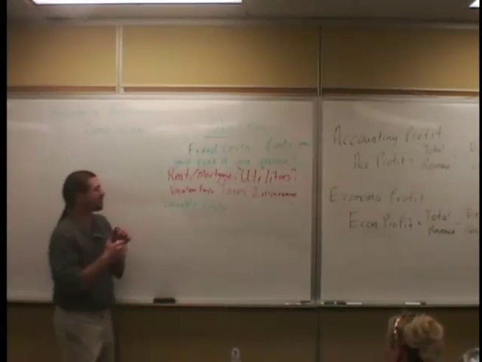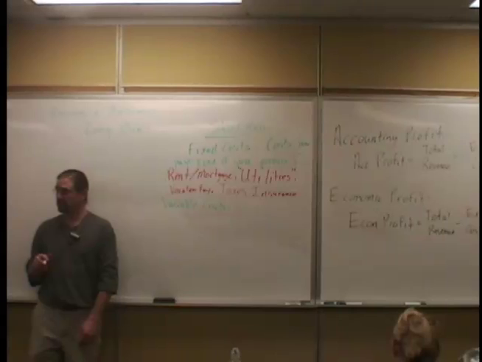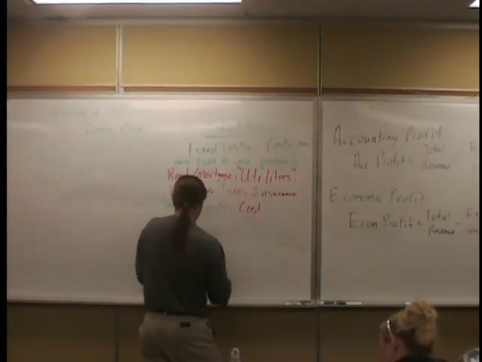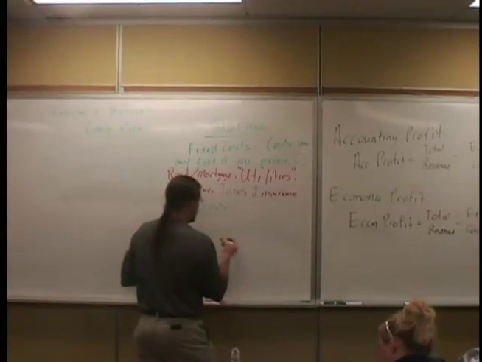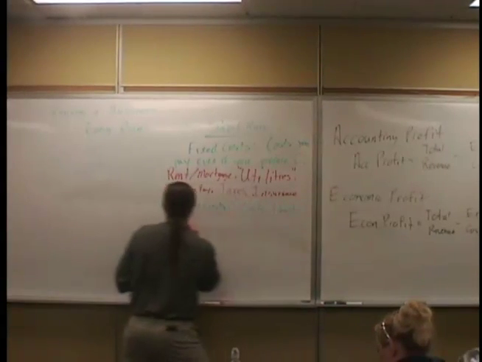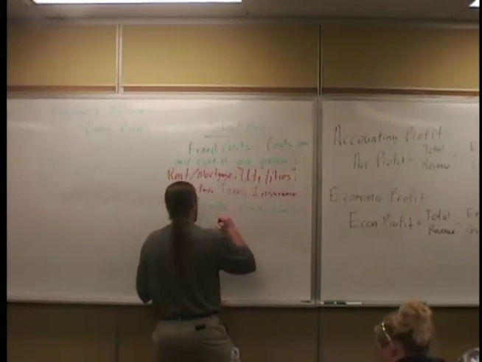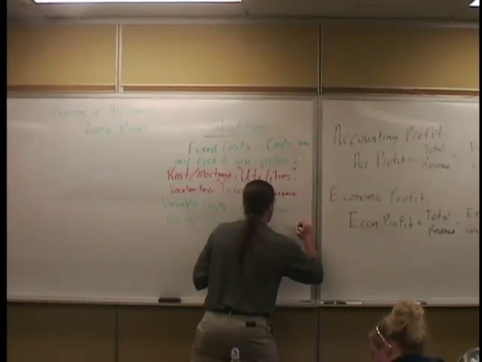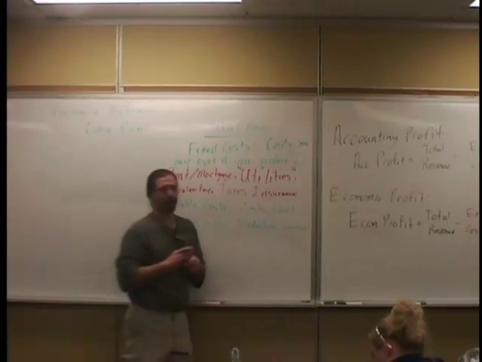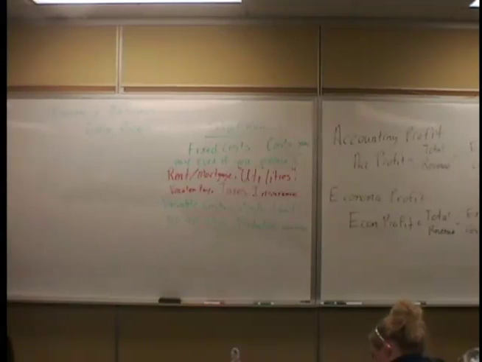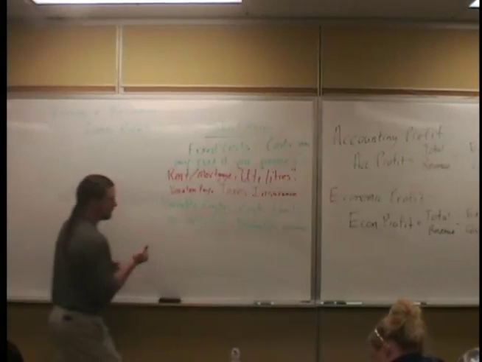Okay, so variable costs. These are costs that go up when production increases. And they also go down when production is reduced, right? So it's variable costs. So what's the most obvious one?